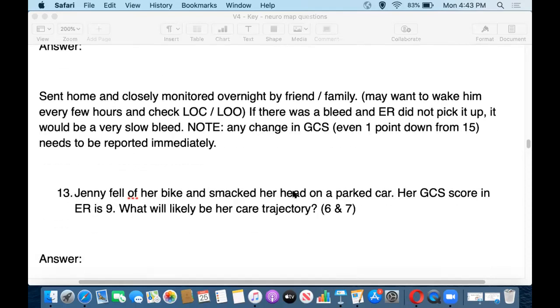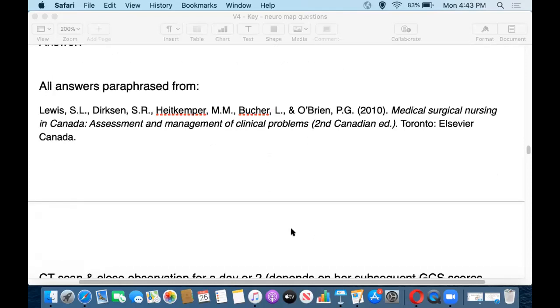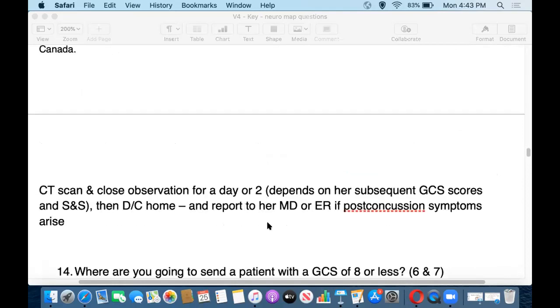Okay, 13, Jenny fell off her bike and scored that. What are we going to do for her? Well, that's the moderate one. That's the moderate brain injury. Okay, and you can look up what post-concussion symptoms are, but the bottom line is, any one of these people could have increased swelling or bleeding. And so, there's probably quite a big list there.